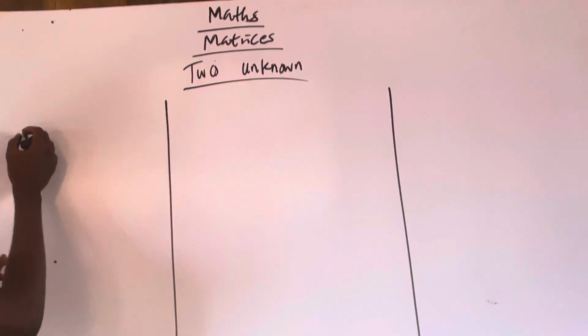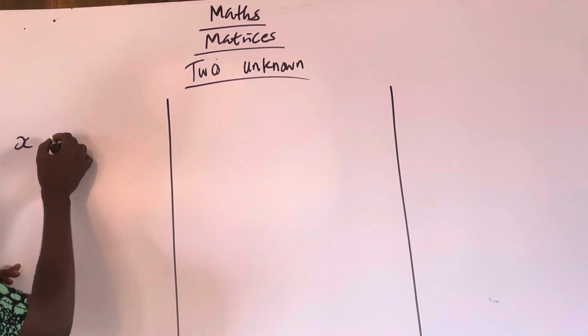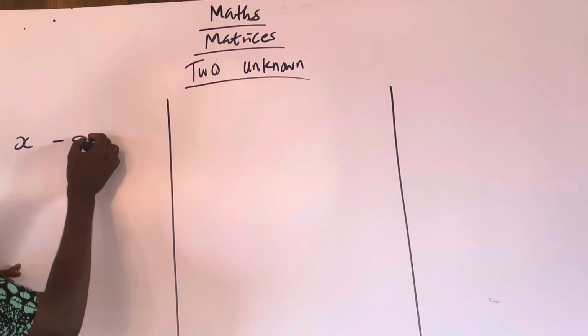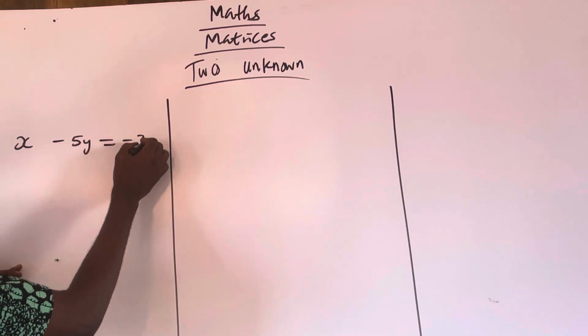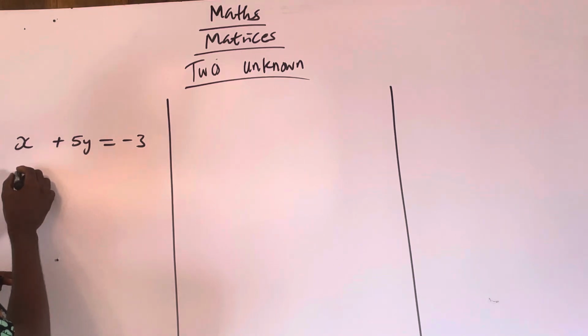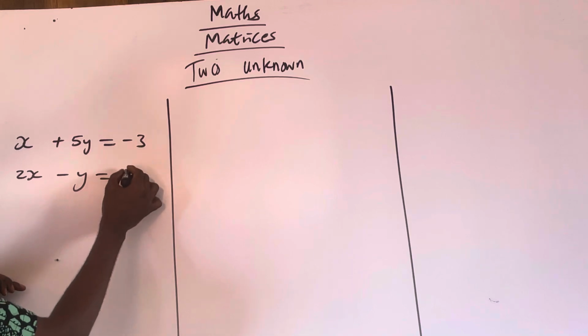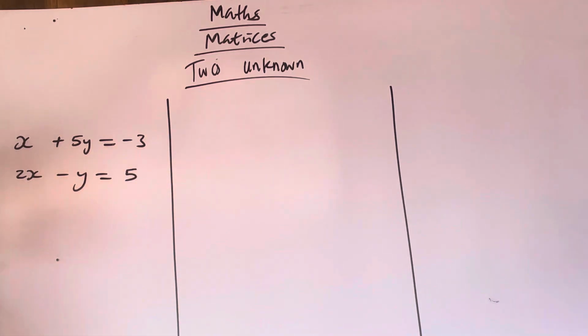For instance, now, if you have x plus 5y equals minus 3, and 2x minus y equals plus 5. Let's use this to solve. Solve this using matrices. That is two unknowns. Now, pay careful attention.